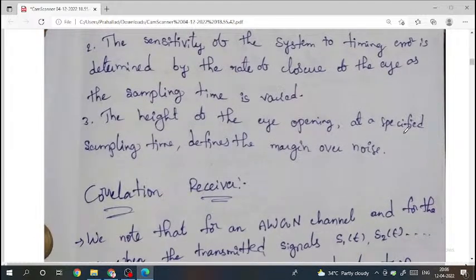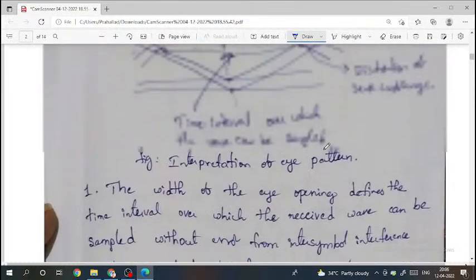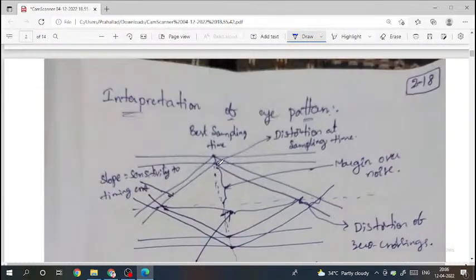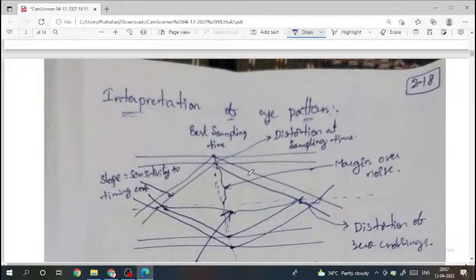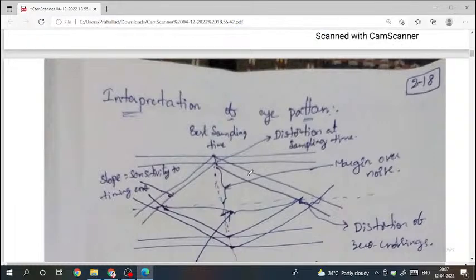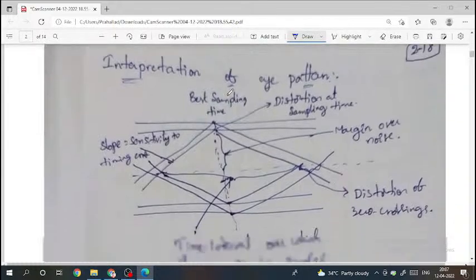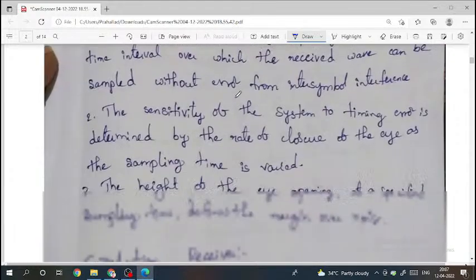The height of the eye opening at a specified sampling time defines the margin over noise. So this is the margin over noise, which is equal to the height of the eye. So this is about the eye pattern. In this we have only two topics: the eye pattern, by which we can study the intersymbol interference, and the interpretation of the eye pattern. Intersymbol interference was already discussed, so I am not touching it again. What is intersymbol interference?